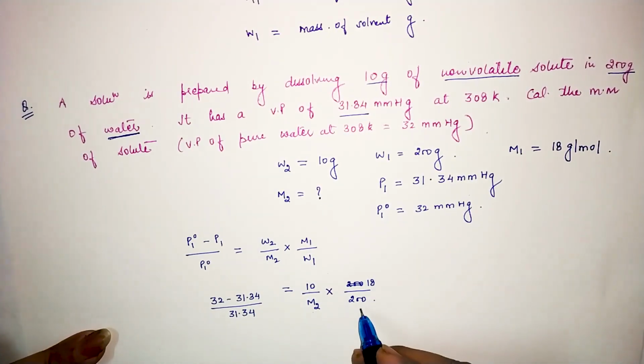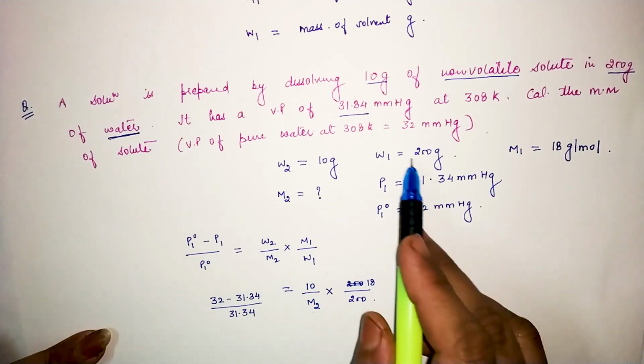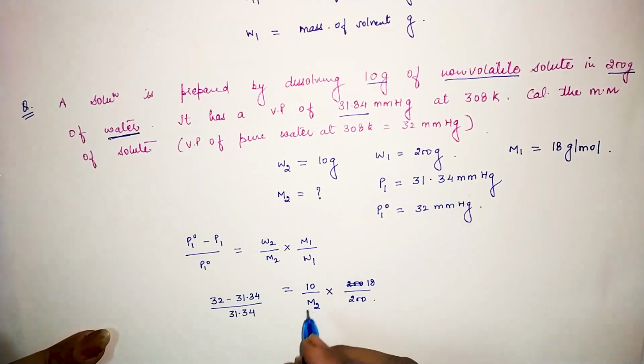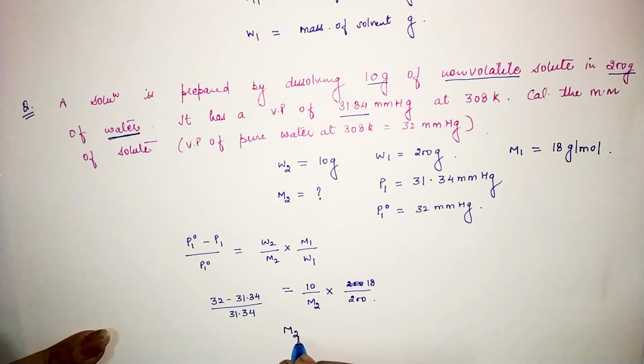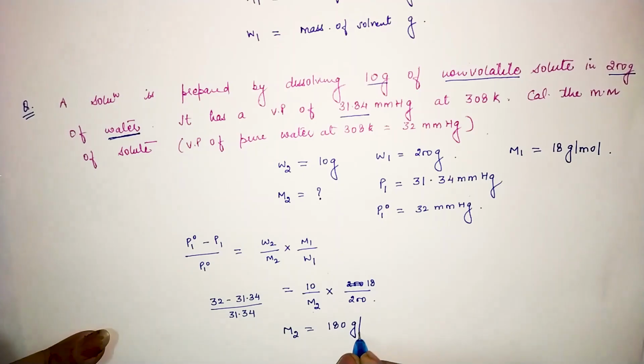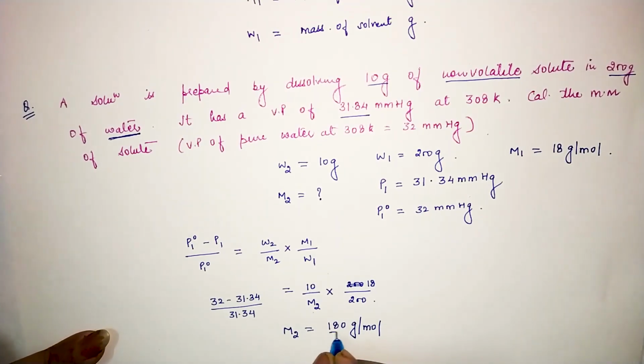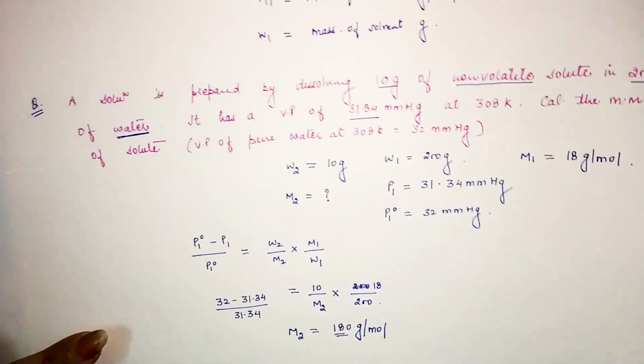So put the value here, and what is your W1? In the question it is given as 200. If you calculate the value, the M2 is calculated as 180, and the unit is what? Gram per mole. This is the answer of this numerical. Now we'll do one more numerical on this topic. This is your NCERT question number 2.18.